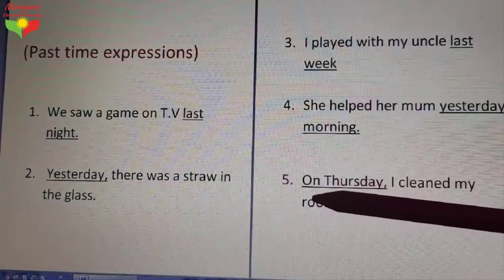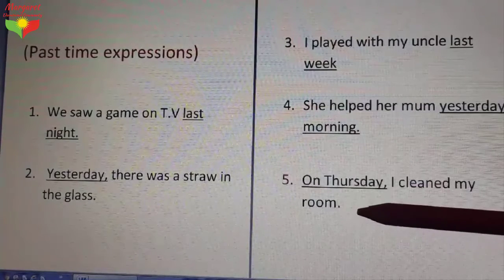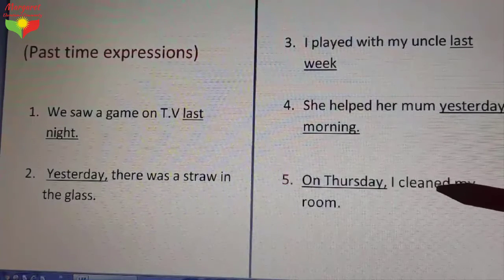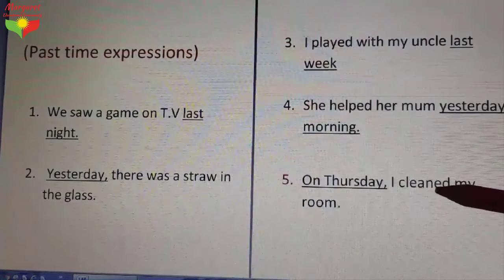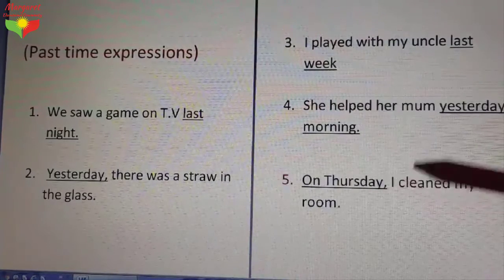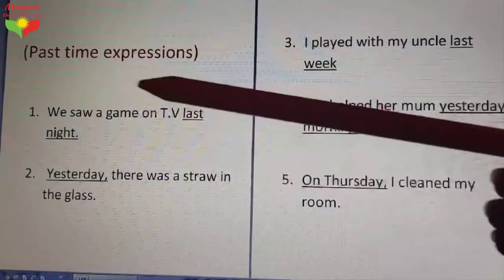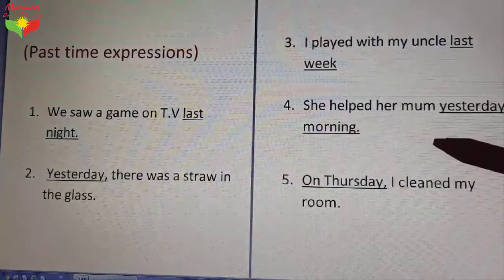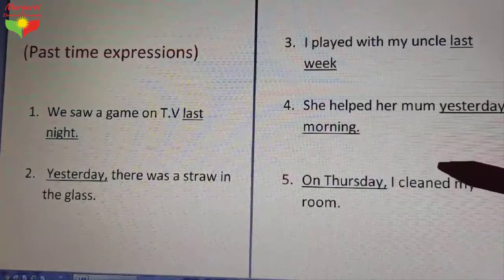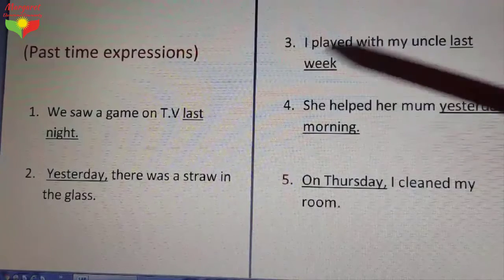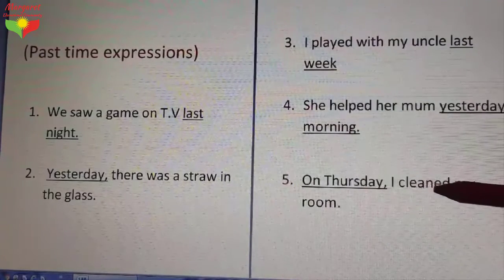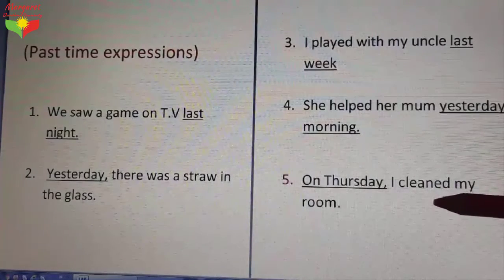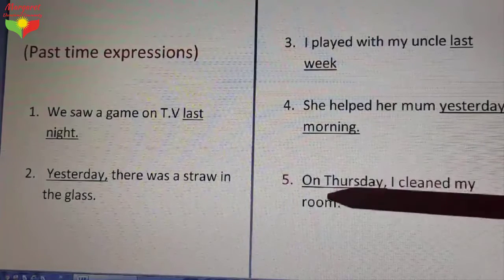Number 5 and last one. On Thursday, I cleaned my room. Okay, on Thursday, I cleaned. Clean, it's a present verb. Cleaned, if you add ed, it will be past form and also is one of the regular verbs. But an irregular verb means the shape of the verb will change totally. They're not like each other and we didn't add ed. We changed the shape of the verb. So that's why it's irregular. But cleaned, it's regular because with ed, we could change it to past form. So I cleaned my room.